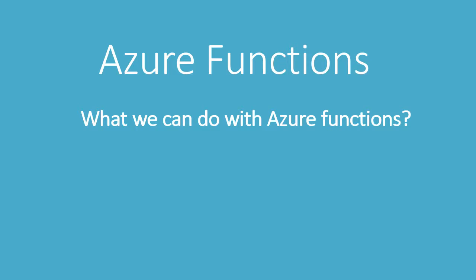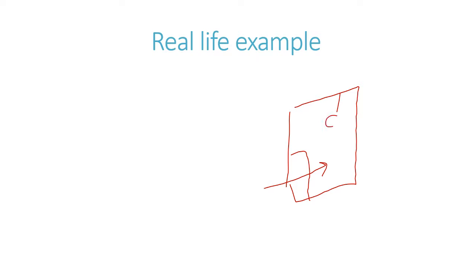Now we know what is Function app, but we should also know when to use it. Let me give you a real life example for that. So the real life scenario for Function app is, let's say you have a room and you want to enter this room. When you enter, you want to turn on the light.